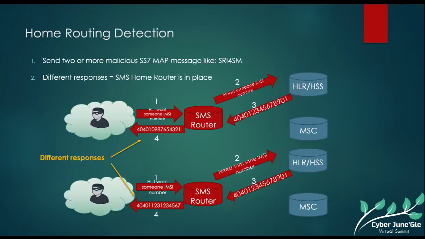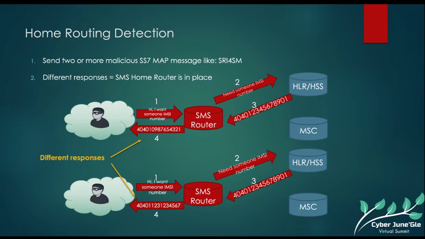Okay, first thing from a hacker's point of view is how we can detect if home routing is enabled or not. We just need to send two or more malicious SS7 messages like Send Routing Info and even Send Routing Info for SM. If we receive different responses, it means that SMS home routing is in place.